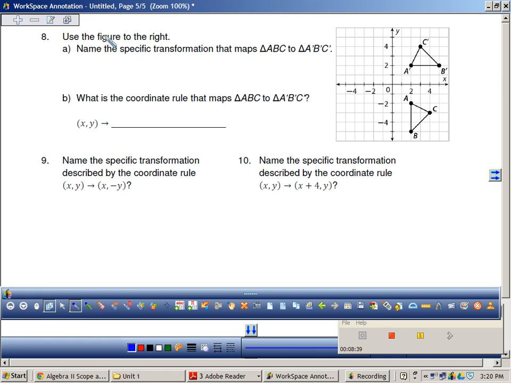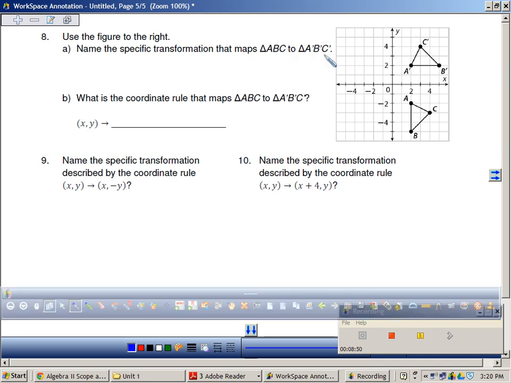Okay. Use the figure to the right. Name the specific transformation that maps ABC to A prime, B prime, C prime. All right. So this guy goes here, right? How do I get that? You got to rotate it. All right, so how much would I rotate it?